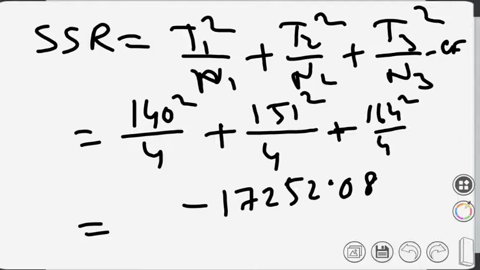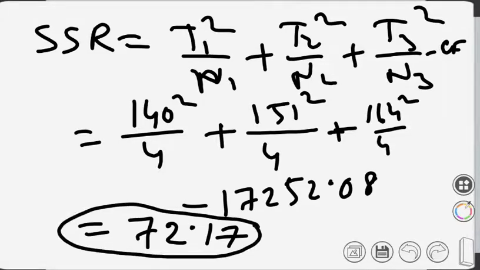15599.17. No, it can't be that big. Is there anyone else? Calculation wrong. You have made a wrong calculation. Sir, 72.17. I have also got 72.17. That value cannot be more than TSS. It cannot be more than 72.17. This is SSR.